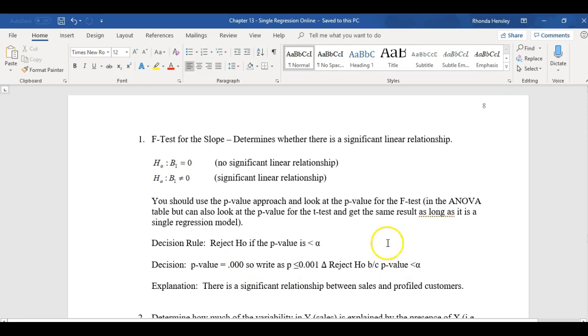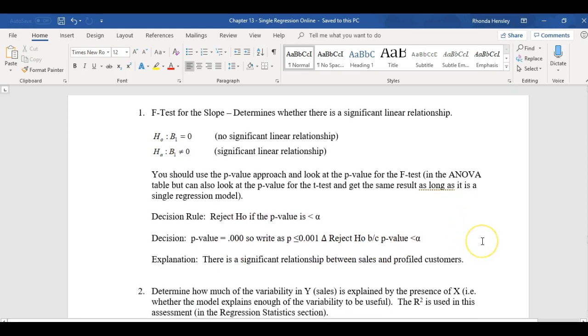So our decision rule, of course, is that we're going to reject our null hypothesis if the p-value is less than alpha. That rule never changes. And since our p-value is so small, our decision is to reject our null hypothesis. And the explanation for this is that there is a significant linear relationship between sales and profiled customers, which is what you want to hear if you've just run a regression.